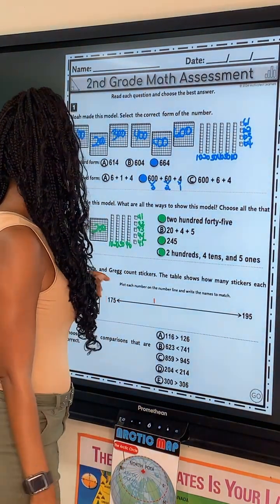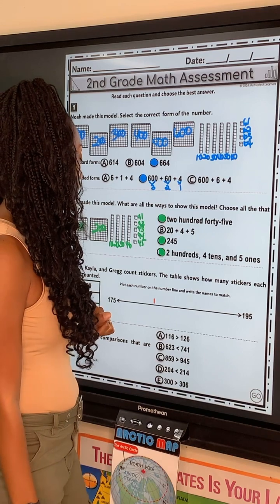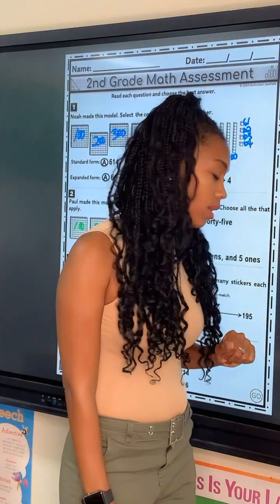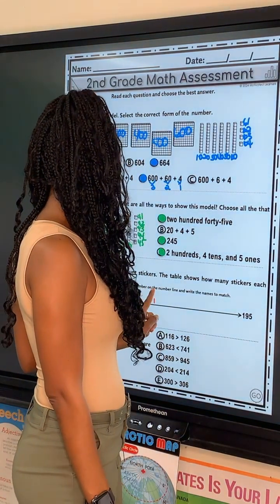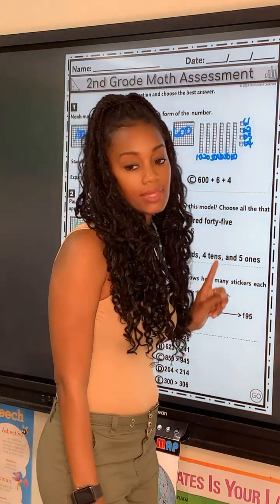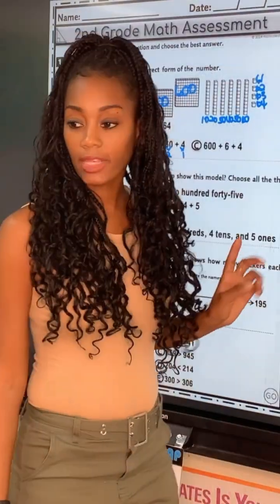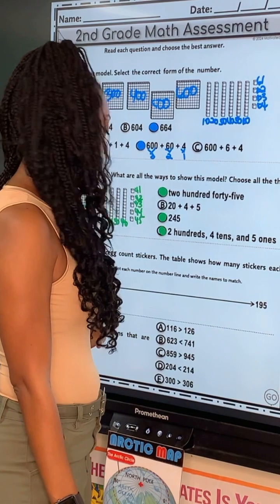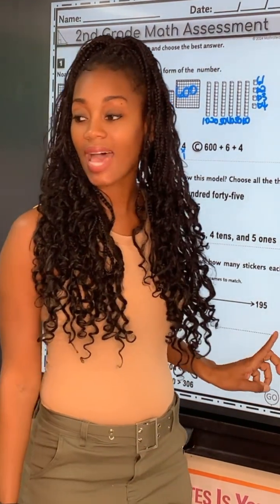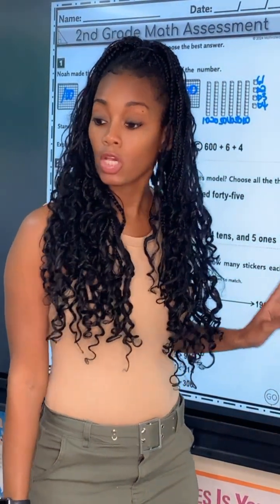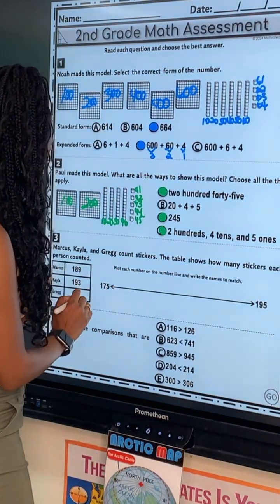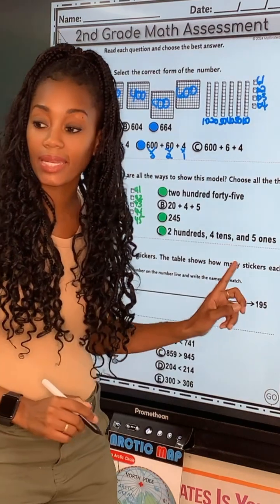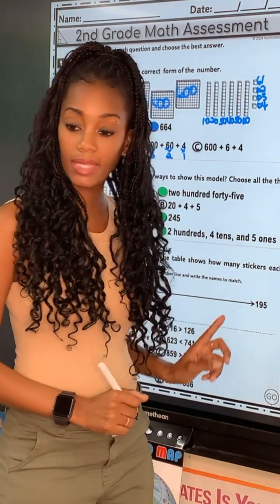Number 3, Marcus, Kayla, and Greg count stickers. The table shows how many stickers each person counts. Plot each number on the number line and write the names to match. Looking at this problem, I can see that my number line starts at 175 and it ends at 195. So my job is to plot 178, 193, and 189 in the correct place on this line.